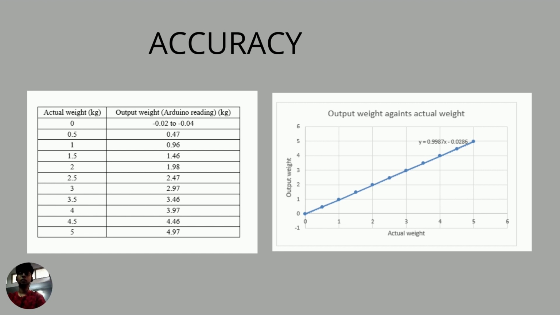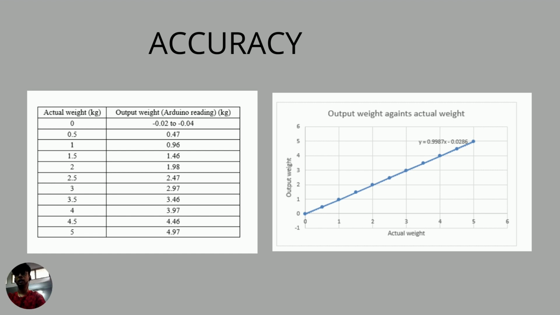So let's say, for example, 0.5 kg, we can get 0.47 kilogram, which is not to say very accurate, but it's quite accurate, where we have already minimized the error to negative 0.02 to negative 0.04. So the reading is more or less linear.